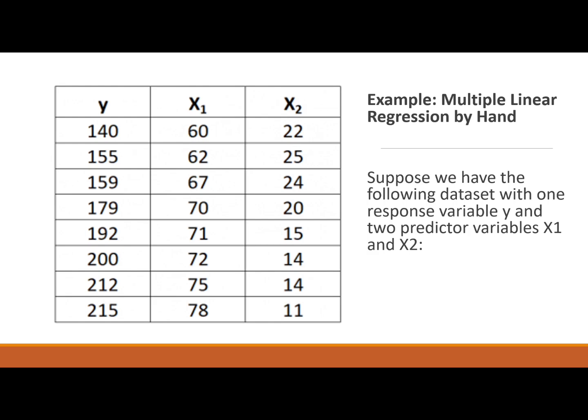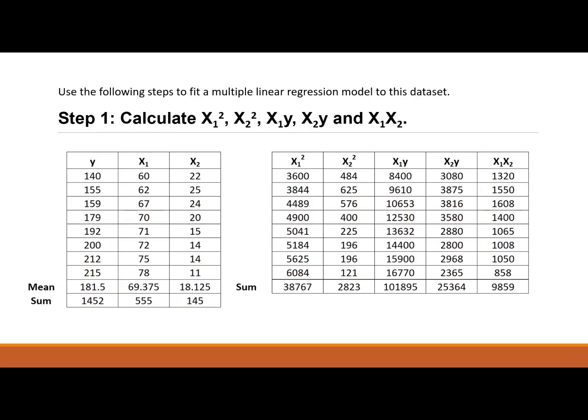So, an example for multiple linear regression, we calculate it manually. Suppose we have the following data set with one response variable, the y, and two predictor variables, x1 and x2. From our data set we have 1, 2, 3, 4, 5, 6, 7, 8 values, or 8 samples in each variable. So we use the following steps to fit a multiple linear regression model to this data set.